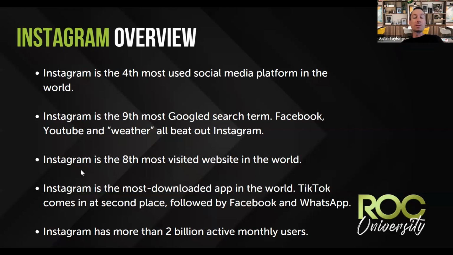Instagram is also the 8th most visited website in the world. Crazy, right? Number 1 is Google, number 2 is YouTube, and then we have other social media platforms like Facebook. But Instagram is still in the top 10 most visited websites in the world. Instagram is also the most downloaded app in the world. Interesting, right? Depending on what stats you're looking at, it's the 8th most visited website in the world, but it is the number 1 downloaded app. TikTok comes in 2nd, followed by Facebook and WhatsApp.